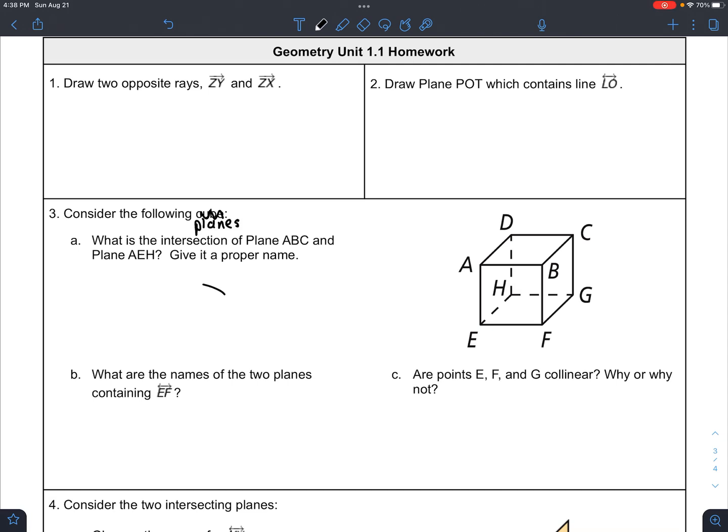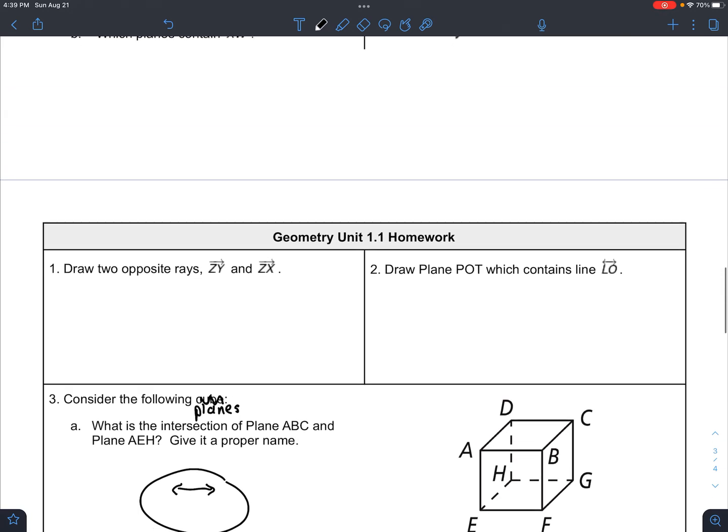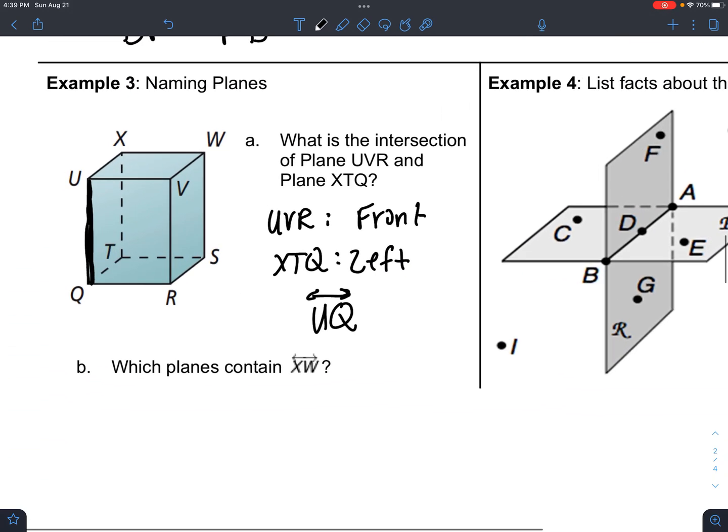So when we answer a question like this on the homework, we want to make sure we answer with a line. Okay, not a line segment. Okay, that's actually probably my mistake. It's a little unclear there. Planes intersect on lines. We know that from the postulate on the last page.